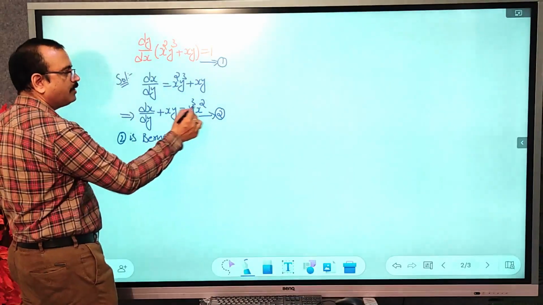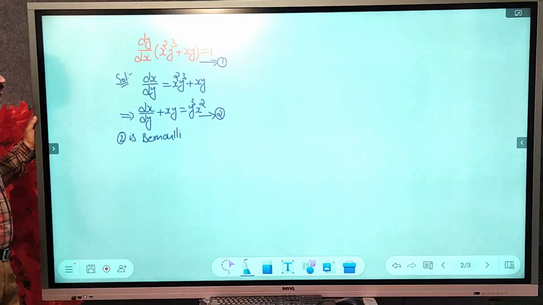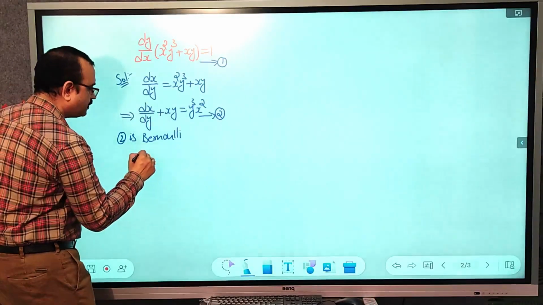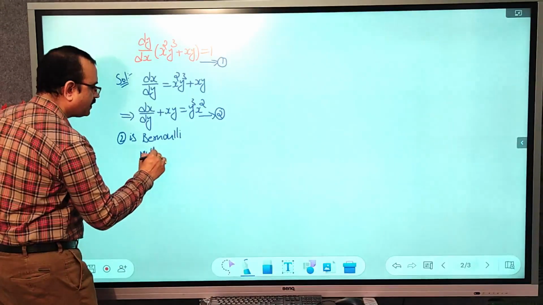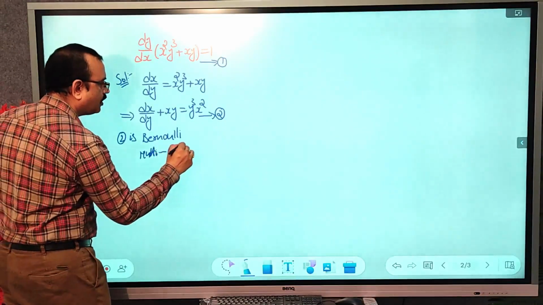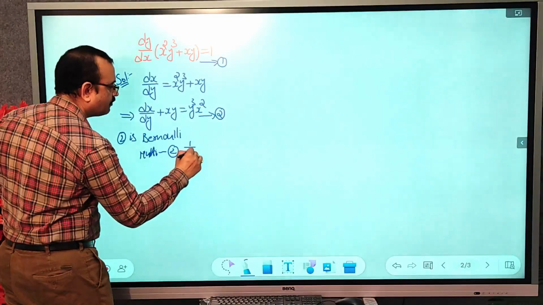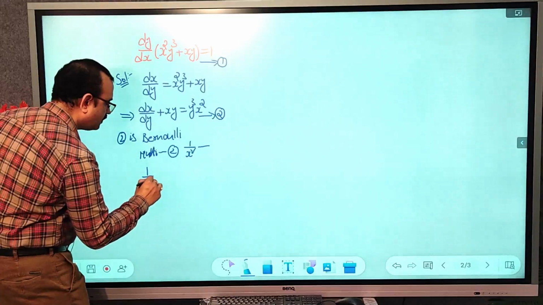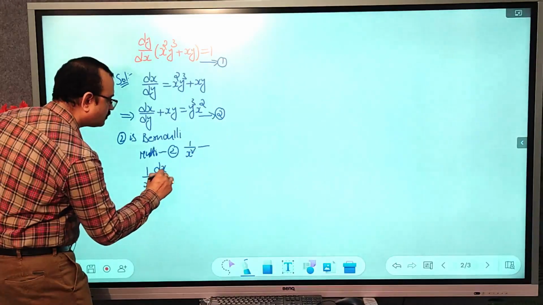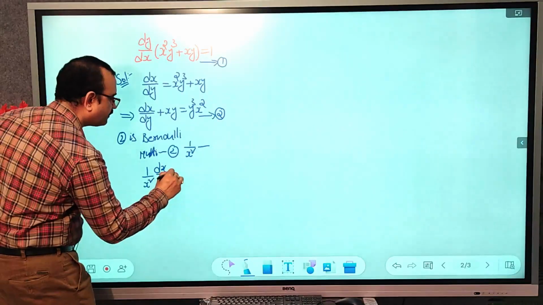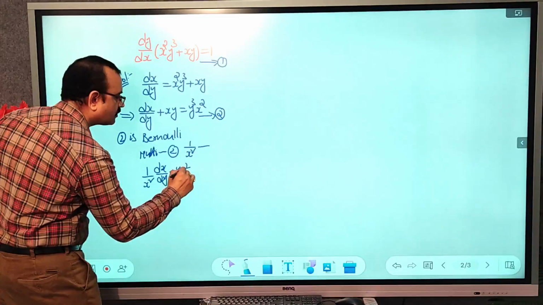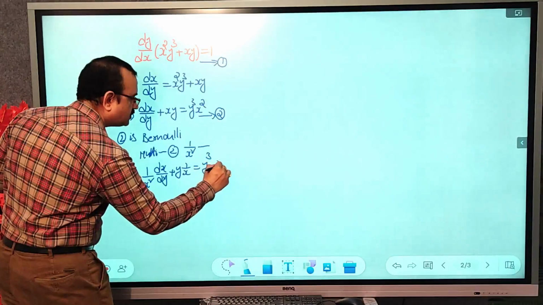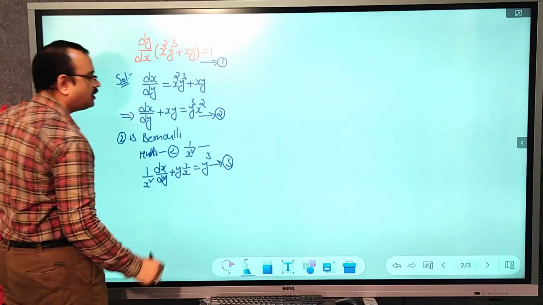Where the dependent variable is x we have. Now you divide on both sides with x square. Otherwise multiply equation 2 on both sides with 1 by x square, then we get 1 by x square into dx by dy plus y into 1 by x is equal to y cube we get. Now is it linear? No, it is not linear.